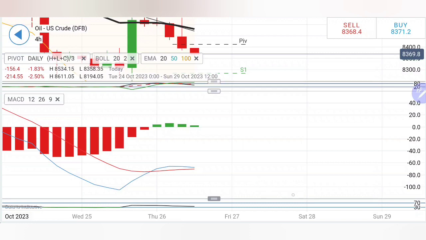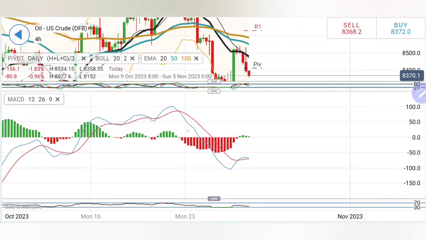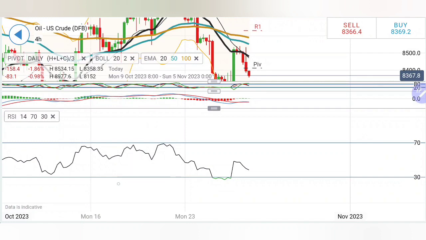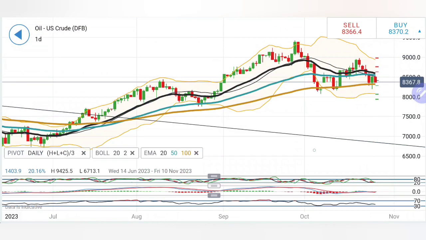Stochastic looking down, MACD is again trying to converge, crossover. It is still in green, though after this sharp drop it has just retraced a little, and now if it crosses over, more bearishness may prevail. RSI looking down. Coming to the daily charts.